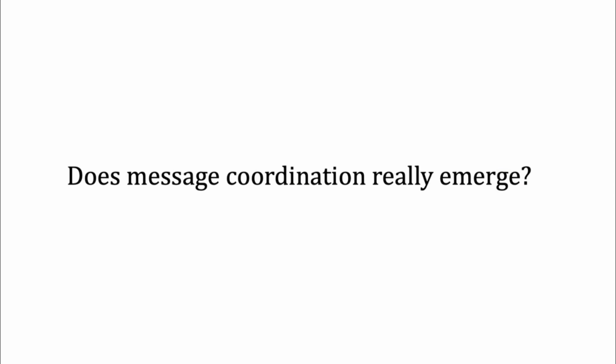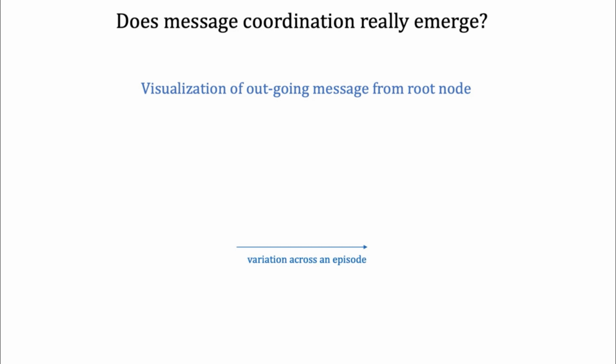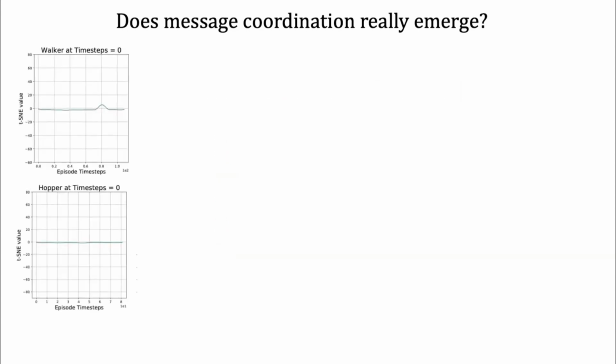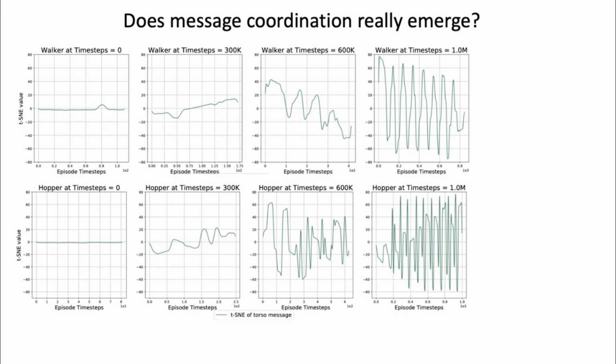So we introduced this 2-way message passing scheme, but does the global coordination really emerge from this? To investigate this, we use t-SNE to plot the outgoing message from the root node during an episode, where the x-axis is the episode time step, and the y-axis is the t-SNE projection. We visualize both the walker and hopper environments. When the training starts, the t-SNE values are close to 0. In the middle of the training, we can see some patterns start to emerge. But in the end, we can see that the curves vary with consistent patterns across an episode.